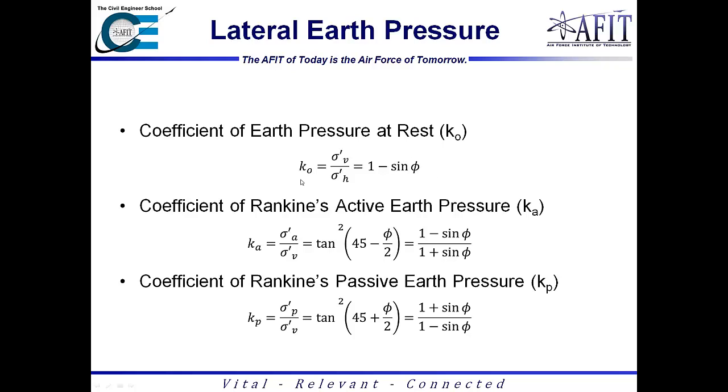Then we also, if we're going to look at active and passive earth pressures, if we're not looking at any inclined backfill, we can use these 2 equations right here. And so for active, we have 1 minus the sine of phi divided by 1 plus the sine of phi. And so the exact opposite of that will be the passive earth pressure.